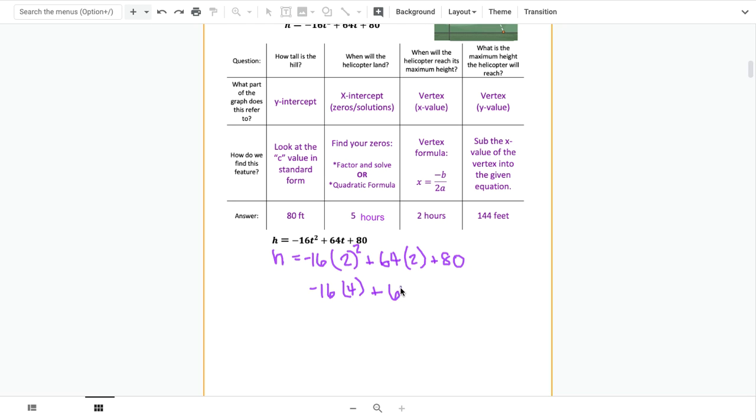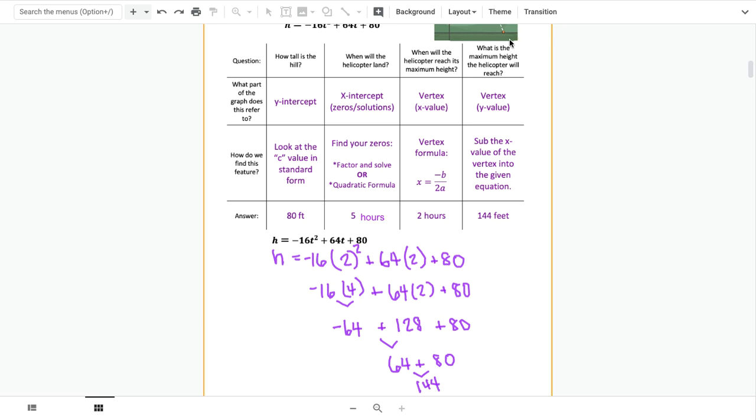Here, I could do this together, but I'll wait until the next step. All right, now I'm going to multiply. This is going to get me negative 64. This is going to get me positive 128. And this is going to be 80 still. As I add these two up, I'm going to get positive 64. And if I add 80 to positive 64, I do get 144. So that's going to go ahead and be my answer for this guy.